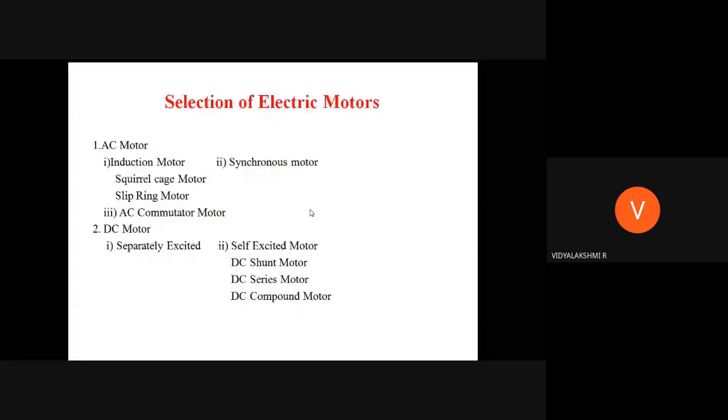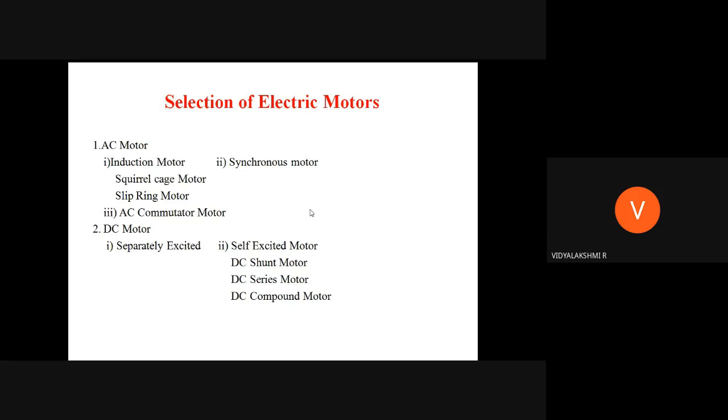The shunt motor is a constant speed motor. It will run only at constant speed, but the series motor will run for high speed applications. So for hoists, cranes, and electrical traction, we use the DC series motor only.